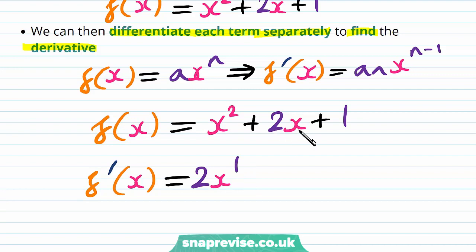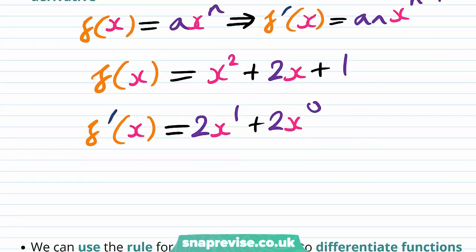And then we have our 2x term. This corresponds to a equals 2 and n equals 1. And so an is also 2 for this term. And we have our x to the power of n minus 1, which is x to the power of 1 minus 1, which gives us x to the power of 0. And as we've seen, differentiating 1 just gives us 0 because 1 is a constant. And therefore, the result for f prime of x is 2x plus 2.